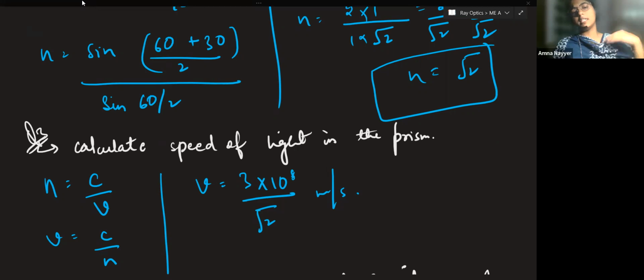V is velocity. Refractive index is speed of light in air by speed of light in some other medium. So speed of light in vacuum is 3 into 10 to the power 8, and speed in the other medium we have calculated. One last question, then we can move further.